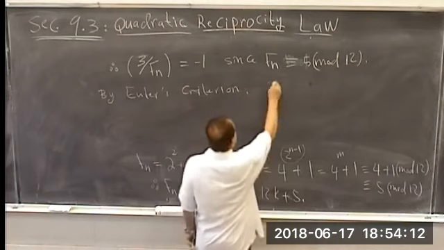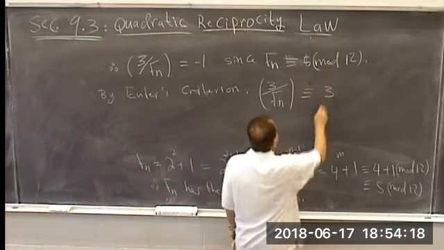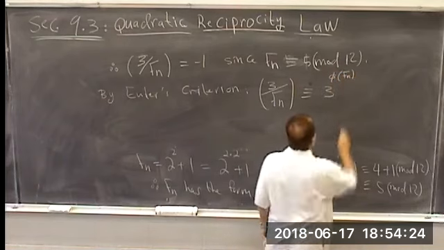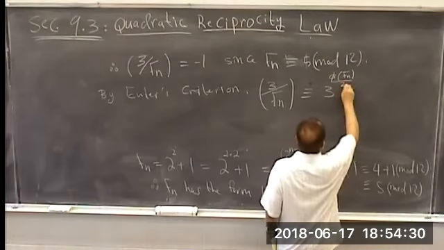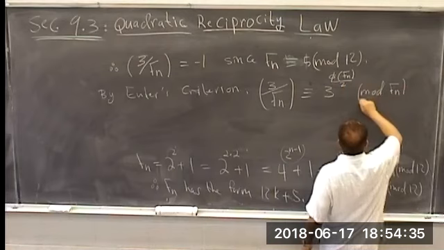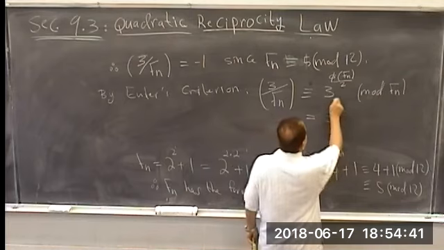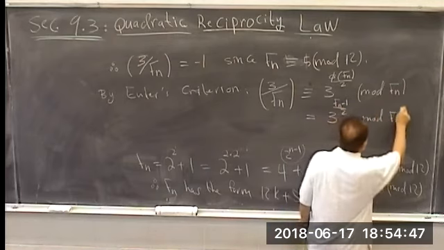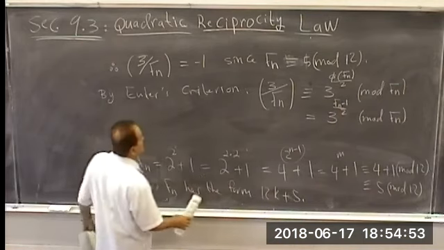We have 3 to the Fn. This is congruent to 3 to the phi of Fn over 2 mod Fn. And this in itself, of course, is the same as 3 to the (Fn minus 1) over 2 mod Fn.